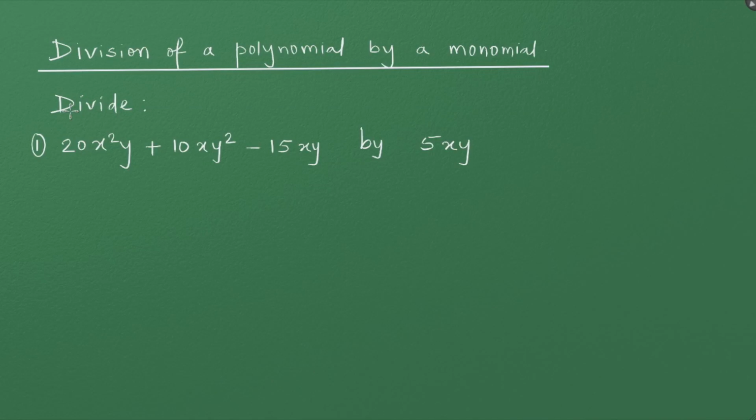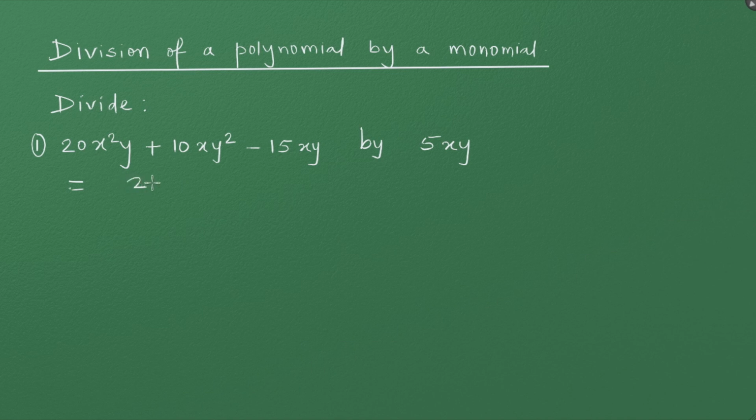In division of a polynomial by a monomial, we divide each term of the polynomial by the monomial. So let's start. Divide 20x square y plus 10xy square minus 15xy by 5xy.